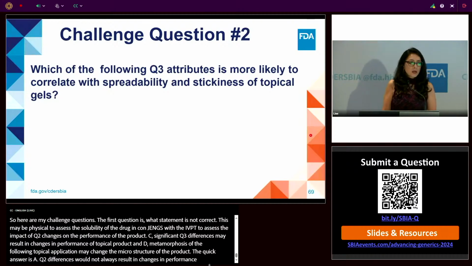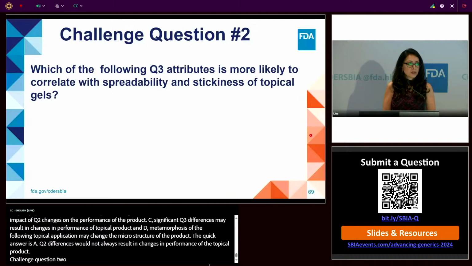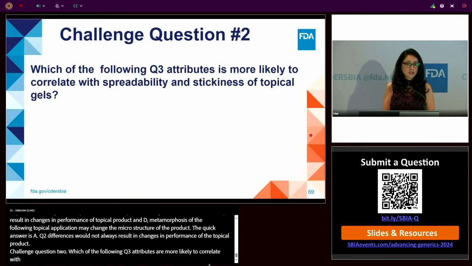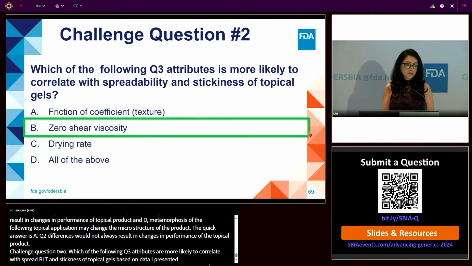Then the second question is, which of the following Q3 attributes is more likely to correlate with spreadability and stickiness of topical gels based on the data I presented? A, coefficient of friction, B, zero shear viscosity, C, drying rate, D, all of the above. And the correct answer is zero shear viscosity.